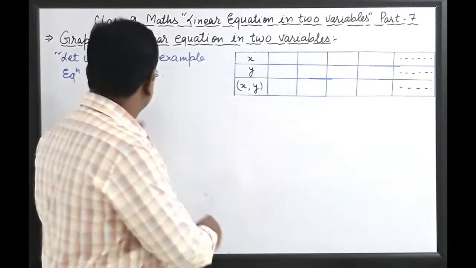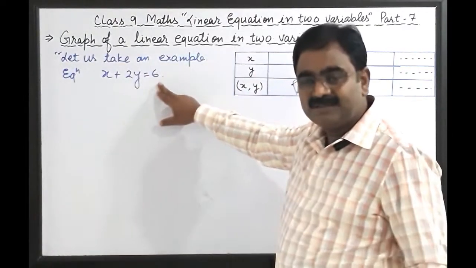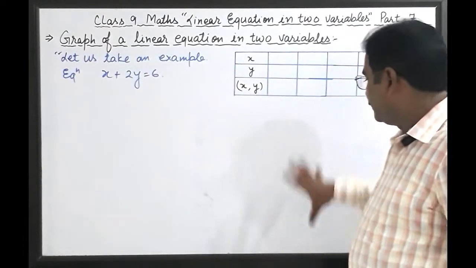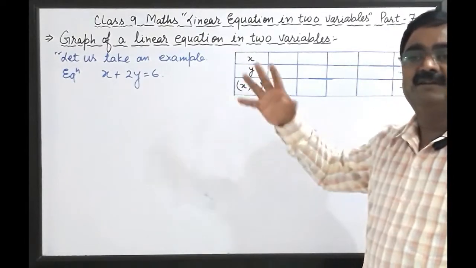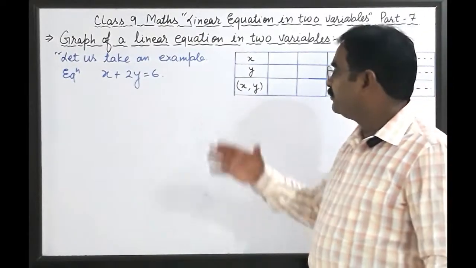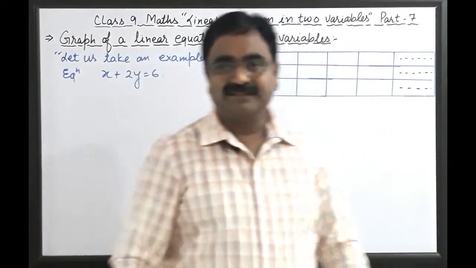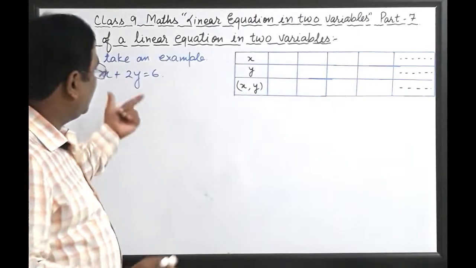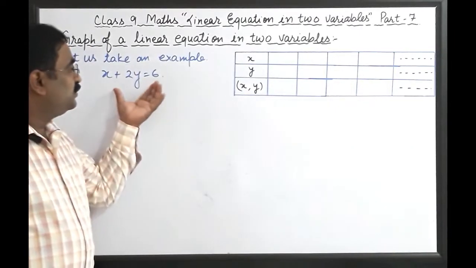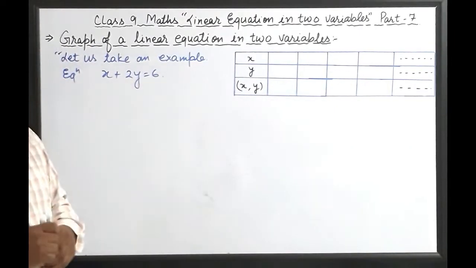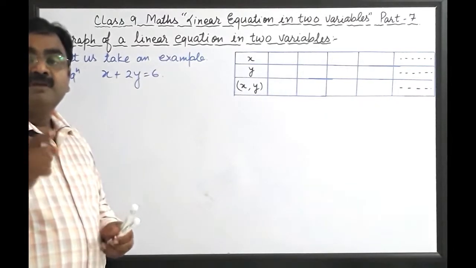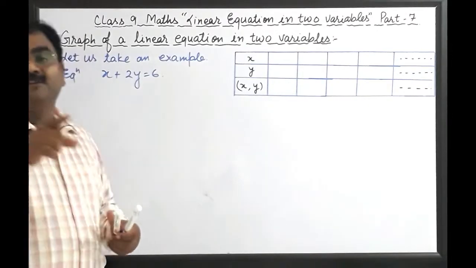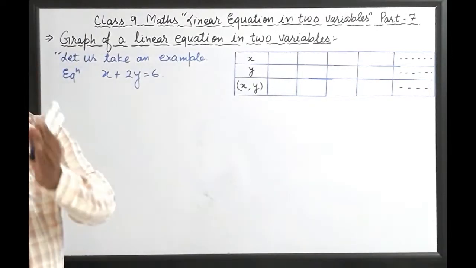Okay children, so let us find a few solutions of this linear equation x plus 2y equals to 6. After getting the solutions, we have to plot those solutions on the Cartesian system and we will get our graph. Okay children? So let us start finding the first solution. To find the first solution, what should be your first work? You can solve this equation as the value of x in terms of y and then the value of y in terms of x. In this way you can solve it.